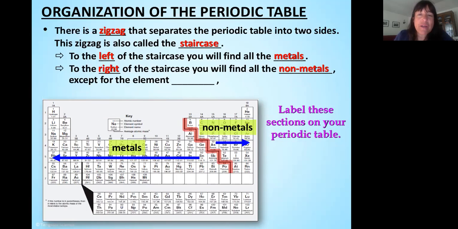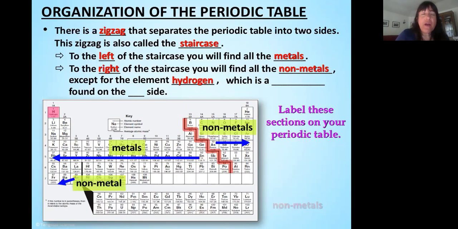So it says to the right of the staircase, you'll find all the nonmetals except for the element, and I just spoiled it, hydrogen. Hydrogen's on that side of the periodic table. We have reasons for it. It's put on the top of family number 1 or group number 1. It's really not a part, but it needs to go somewhere. It's kind of unique, so they put it there.